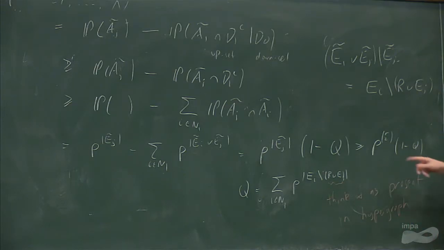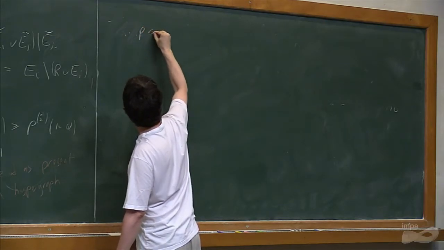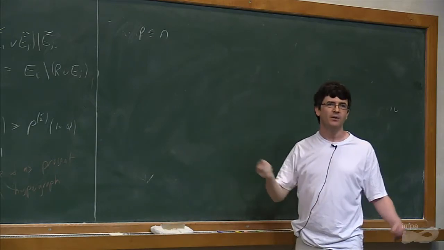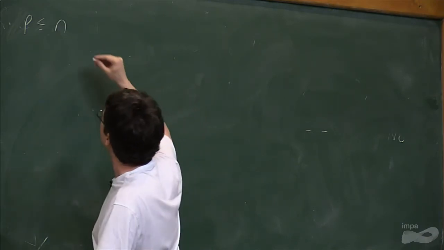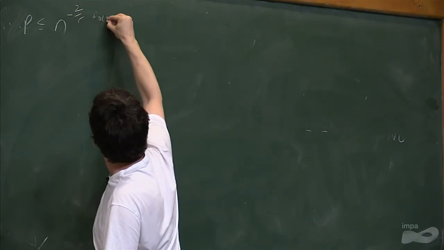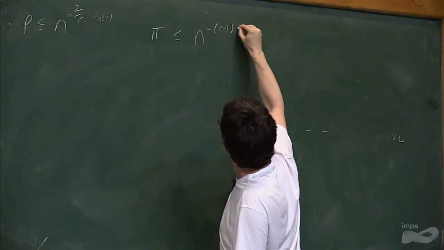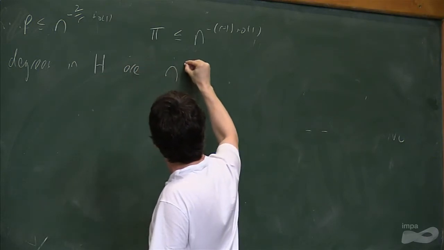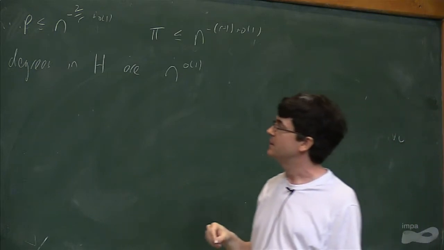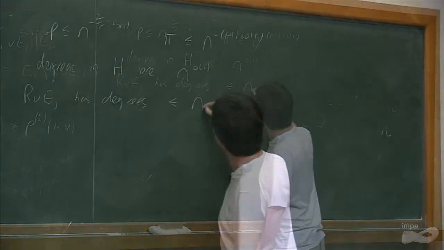Okay, so there are two different contributions to this Q. Well, roughly what is Q? So R union EJ. So my P, remember, was at most, let me write it for R equals 3, although it's the same for all R. So, do you want to do that or not? Maybe not. So P was at most n to the minus 2 over R plus little o1, and in the hypergraph world, that means pi is at most n to the minus R minus 1 plus little o1, and that says that the degrees in the hypergraph that we're constructing are n to the little o1, not too big. Okay, so, and we can assume that R union EJ has all degrees at most n to the little o1.